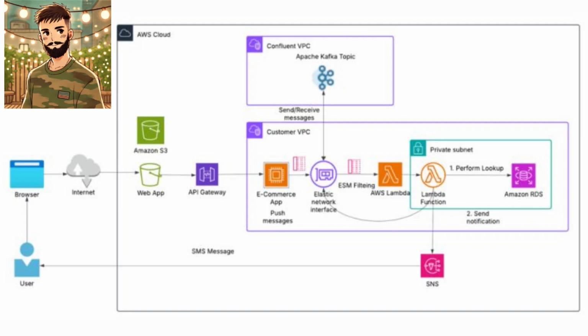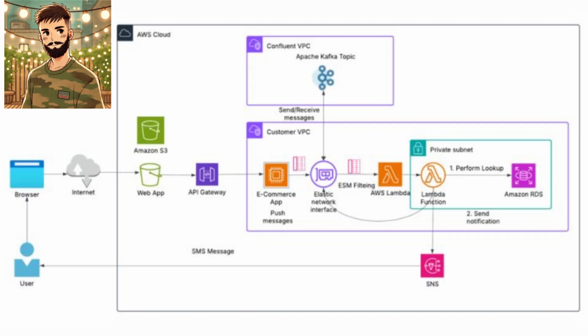Confluent VPC and Apache Kafka topic. This represents a Confluent cloud environment within its own virtual private cloud, VPC. Apache Kafka is a distributed streaming platform used for building real-time data pipelines and streaming applications. The Kafka topic is where messages are published and consumed. The send/receive messages arrow indicates the flow of data between the customer VPC and the Confluent VPC.